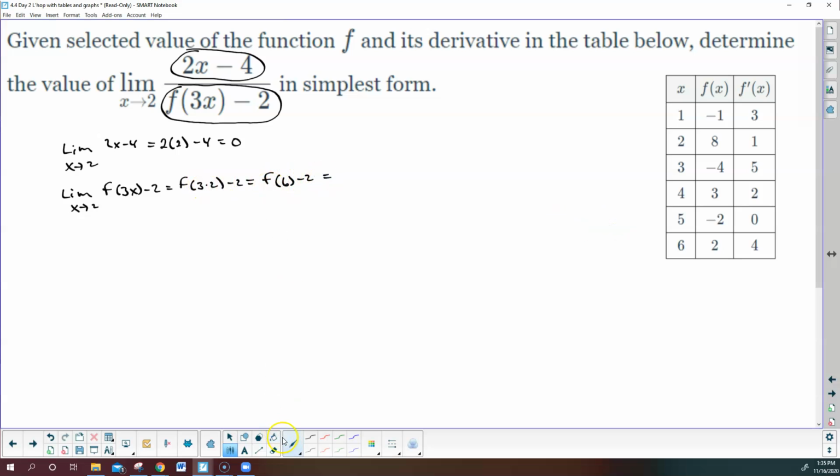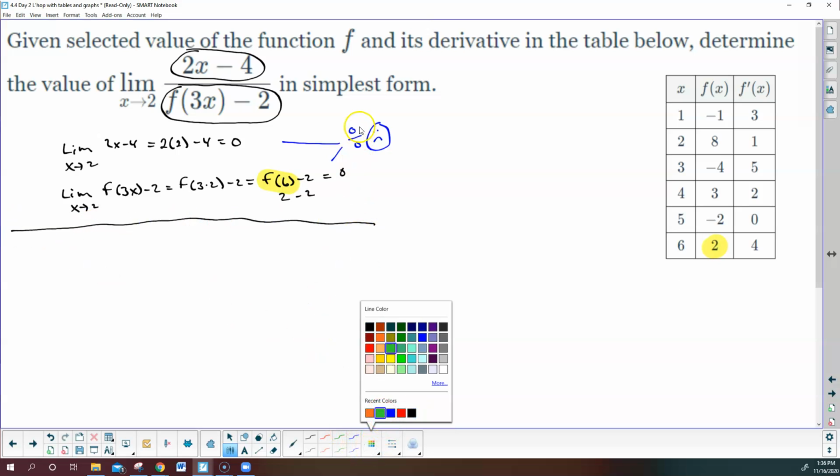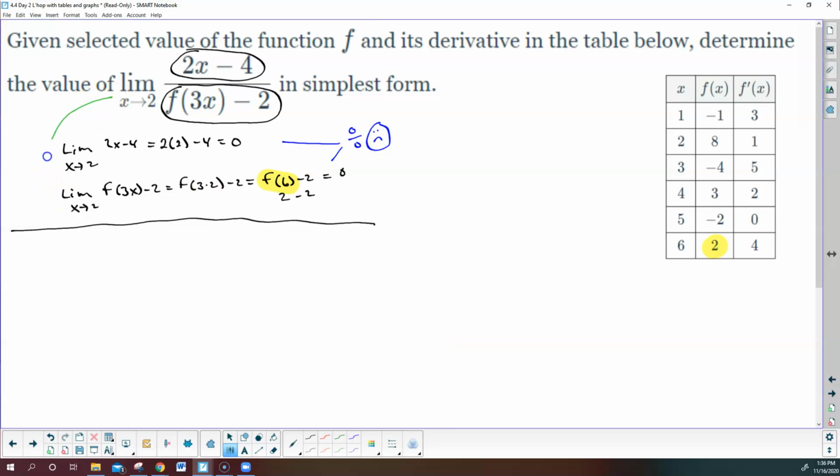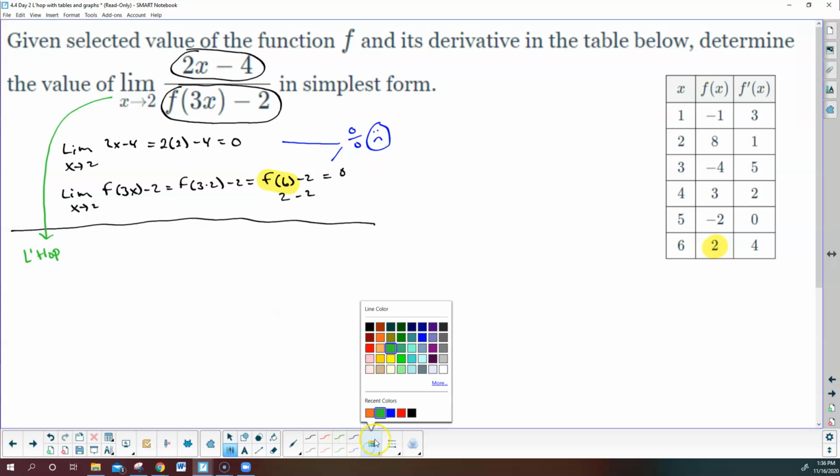But now I have to figure out, all right, what is f of 6? I don't know what the function f is, but I have a table that says f of 6 is 2. So this becomes 2 minus 2, or 0. And when I compare, I end up with 0 over 0, which is my sign that this is an indeterminate form. All right, I have to show this indeterminate form because now I'm going to take the original function and we're going to apply L'Hopital's rule.